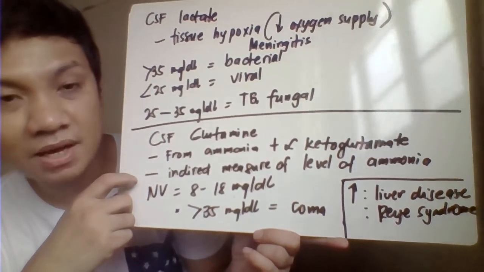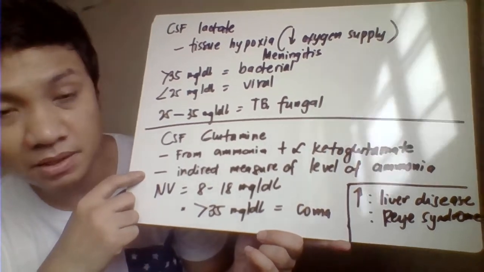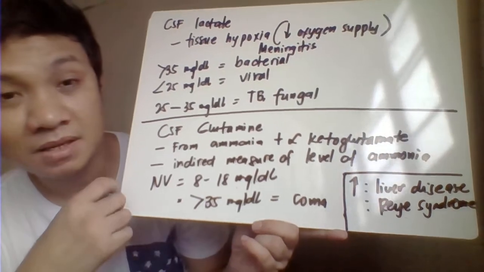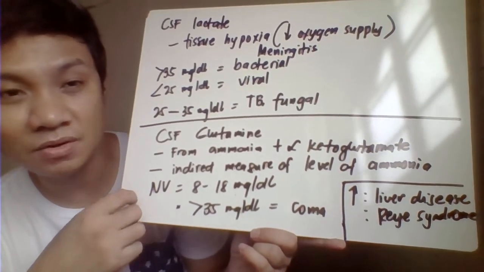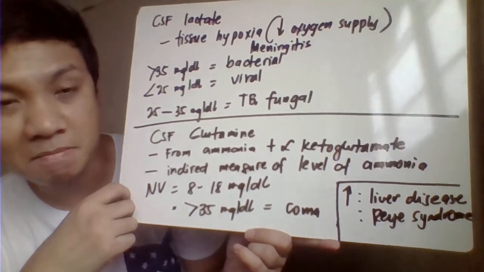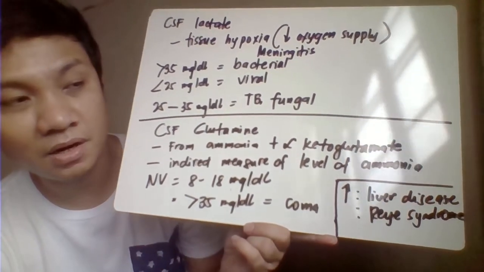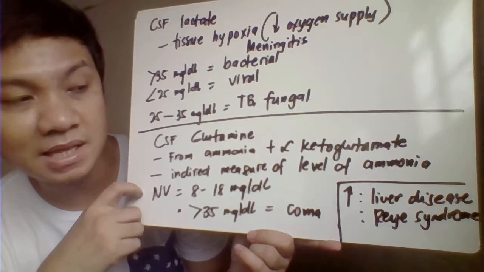The normal value is 8 to 18 mg per dL, but in the case of more than 35 mg per dL, that is very high already. Remember that, again, ammonia is a toxic substance and therefore should be eliminated from our body. So if there is too much ammonia, the patient becomes comatose.